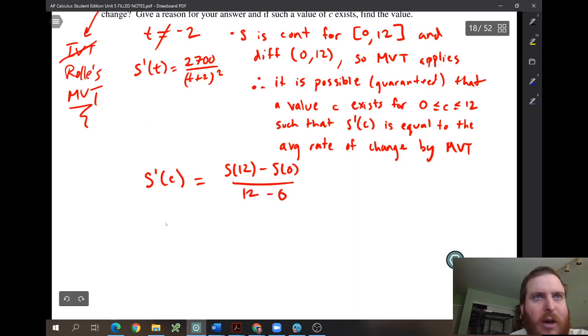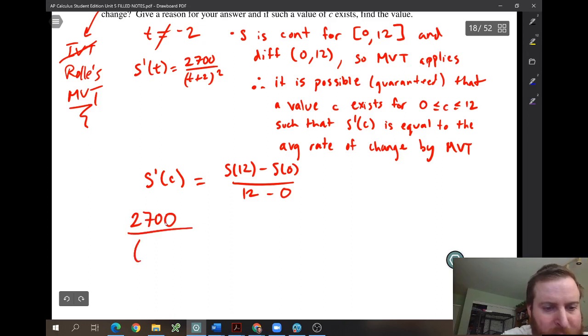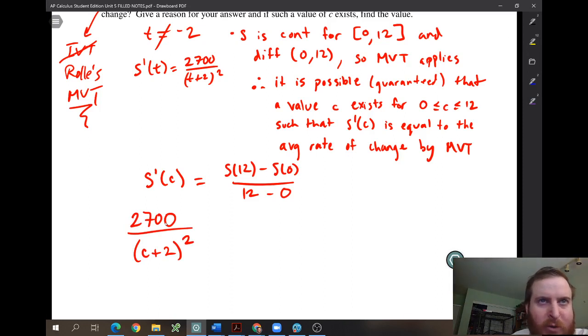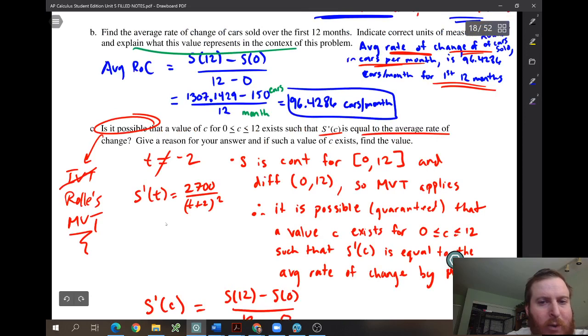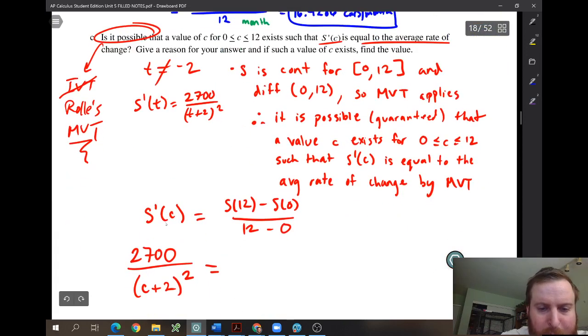Now, we've already done a lot of this work in the previous steps. So we've already taken the derivative. So we can just plug in 2700 over, now you could say t plus 2 squared. I'm going to put c plus 2 squared because we're solving for c. But if you put t, if you put x, you're not going to get it marked wrong. And we need to set this equal to s of 12 minus s of 0 over 12 minus 0. And we already did this up in part B. We got 96.4286.